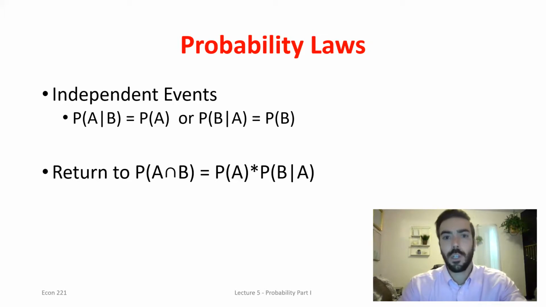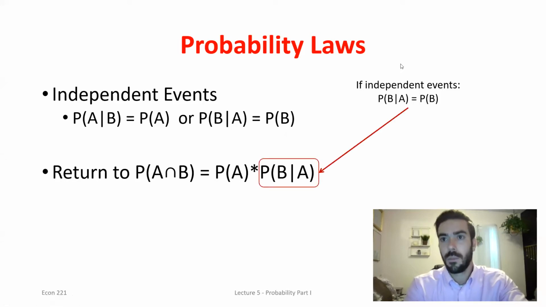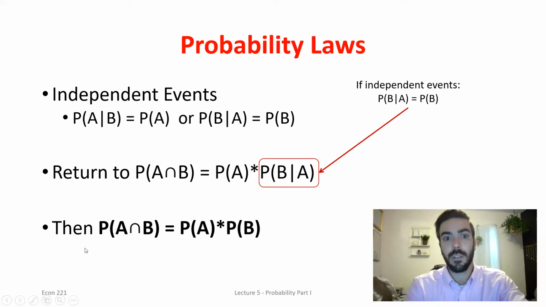So if we return to our multiplication equation, that simplifies things for us. If they are independent events, then the conditional probability should just be the unconditional probability. I can just plug in the probability of B here. And so my multiplication rule to find the intersection just becomes: take the probability of those two events and multiply them by each other.